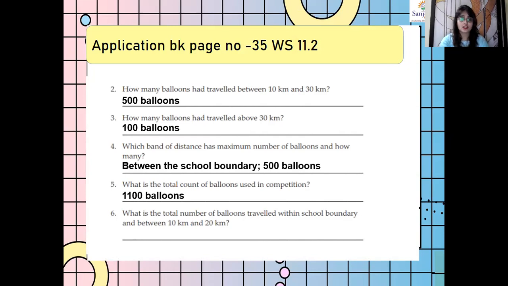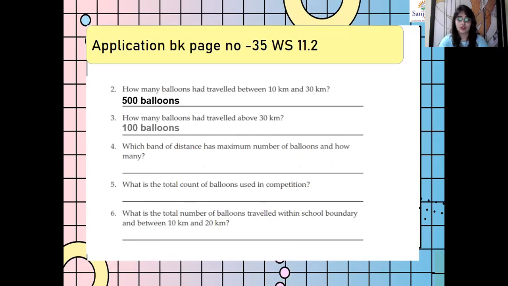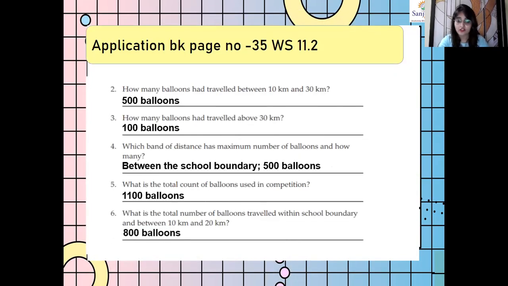Then what is the total number of balloons traveled within the school boundary and between 10 kilometer and 20 kilometer? So within the school boundary it is 500 balloons, and between 10 kilometer and 20 kilometer it is 300 balloons. So you will add 500 plus 300, that will be 800 balloons. Okay, again children, this worksheet 11.2, page number 35, you can write the answers in your application book.